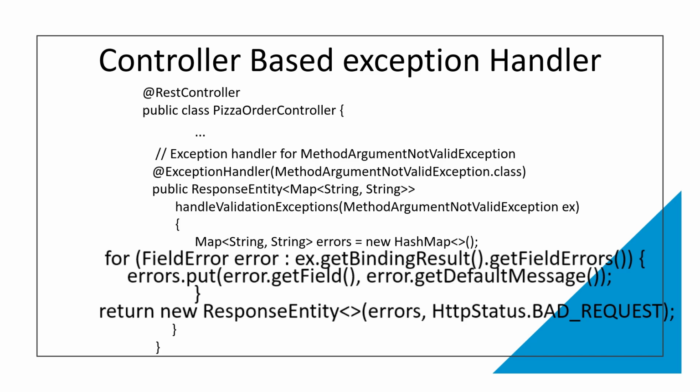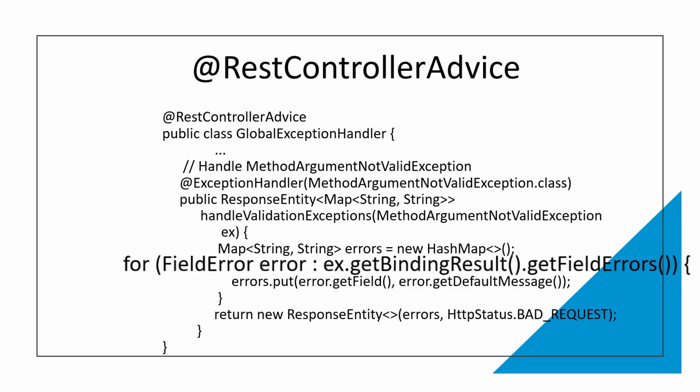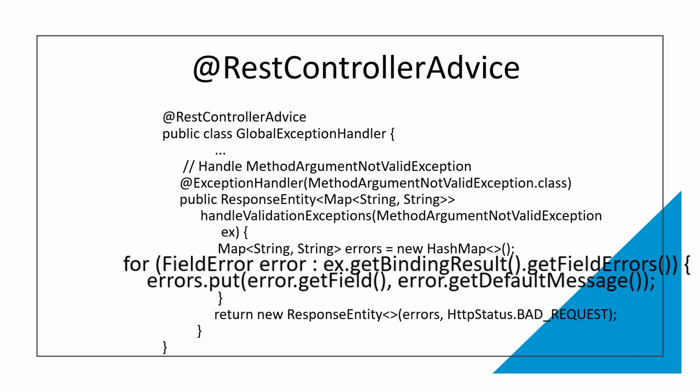Here is the global-based example. It is very similar to the controller-based exception handler. RestControllerAdvice is used to define a global exception handler for all REST APIs controllers in the application. The method is annotated with @ExceptionHandler to catch exceptions. It extracts the validation errors from the exception using getFieldErrors, iterating through the list of FieldError objects. The method returns a response entity with the errors map containing field names and error messages.